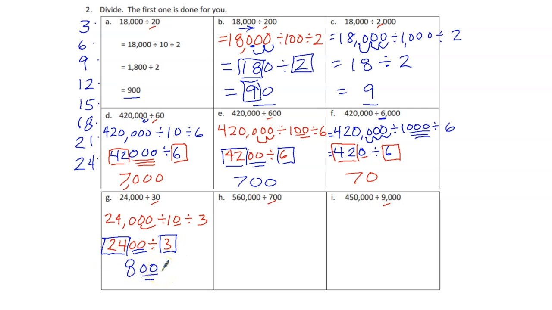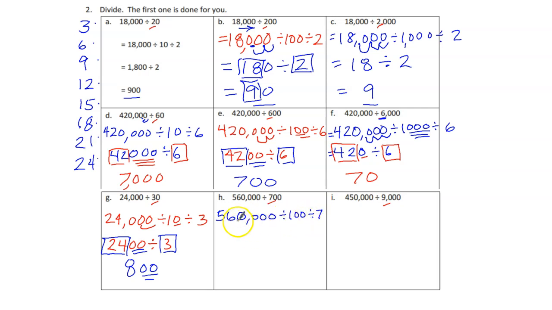Keep in mind, we're doing our basic facts first. I showed you how to use that multiplication table. And now we're going to move on. Now I have a different set of numbers. I have 560,000 divided by 700. So I wrote it backwards.